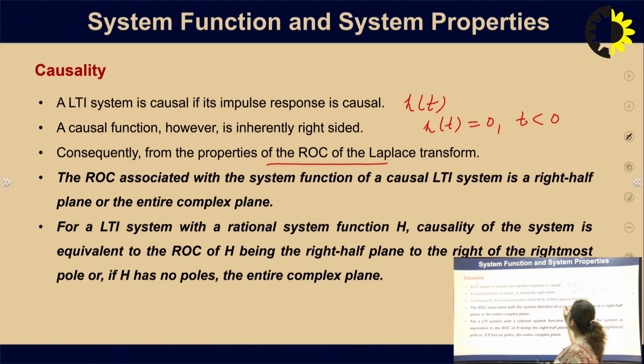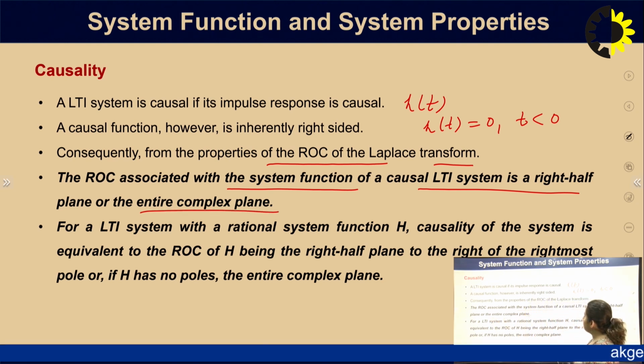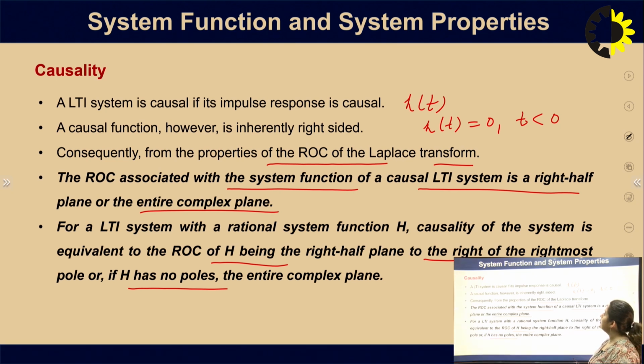Consequently, from the properties of the ROC of the Laplace transform, the ROC associated with the system function of a causal LTI system is a right half plane or the entire complex plane. For an LTI system with rational system function H(s), causality of the system is equivalent to the ROC of H(s) being the right half plane to the right of the rightmost pole, or if H(s) has no poles, then the ROC is the entire s plane. So basically causality is defined by the impulse response, and that impulse response should be only in the right half plane, or a right sided signal. So h(t) is equal to 0 for all t less than 0.